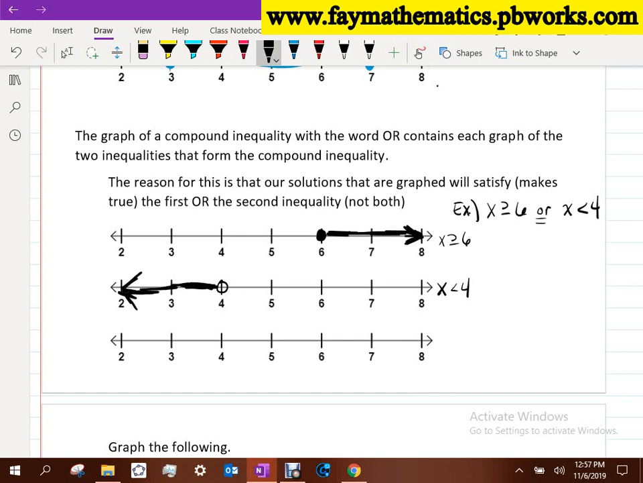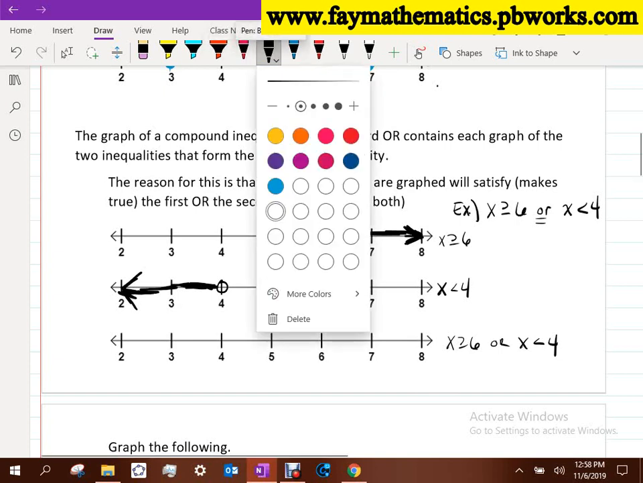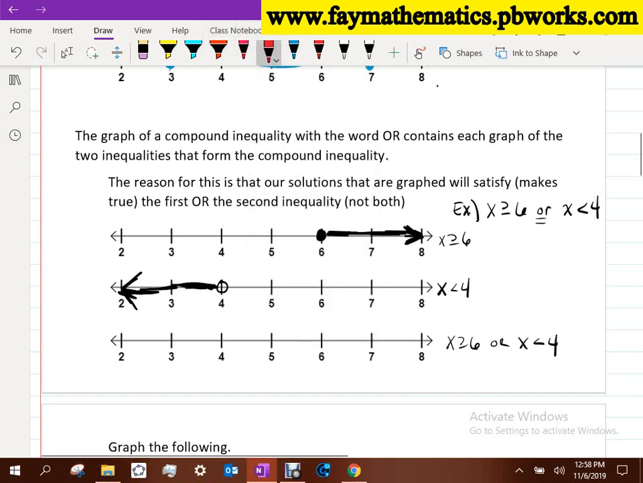Okay. So the word OR here then says when I graph x is greater than or equal to 6, or I graph x is less than 4, the solution to that is everything that you graph in the first graph. So you're going to graph this thing again. And then it's everything that you graphed in this one. Okay. So that last graph then is our final answer. And here is the argument.